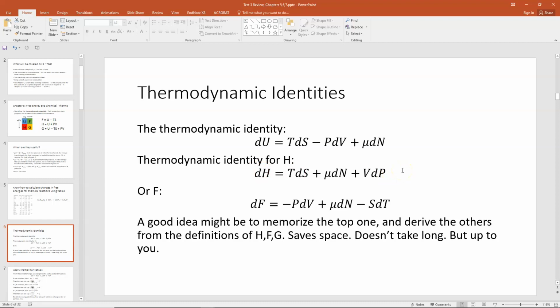You should be able to do this for any of the free energies, okay? So I think that you should memorize the top one for dU and then derive the others from the definitions of H, F, and G. And that'll save space on your page and it doesn't take long, but that's really up to you.